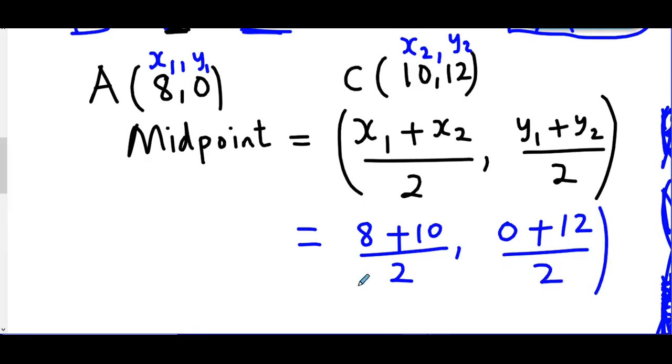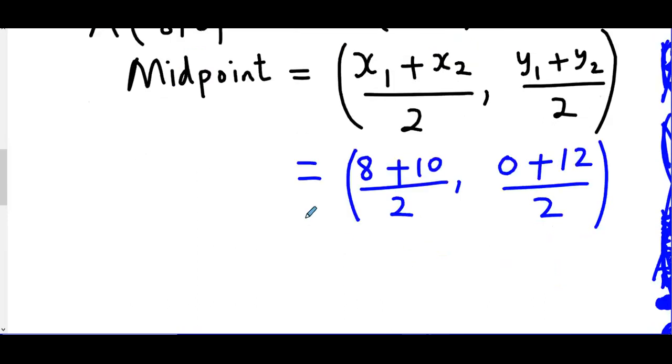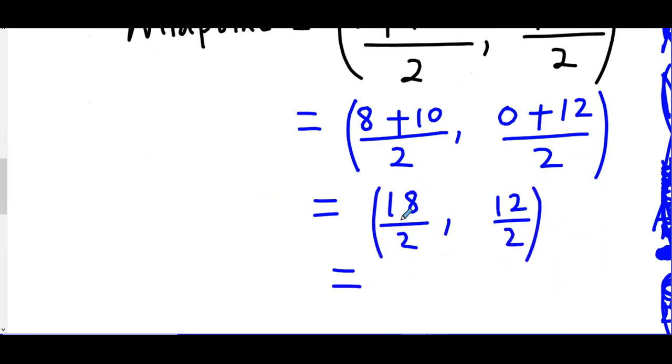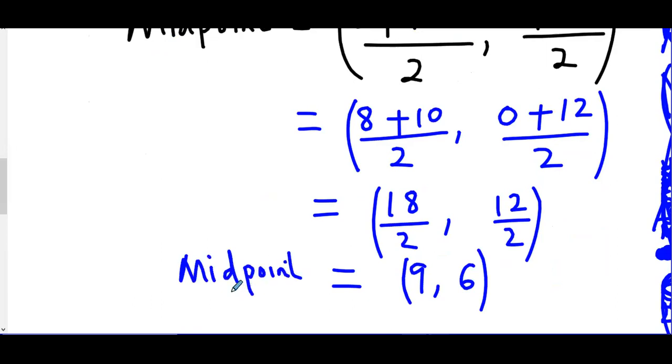See that? Correct. Now, go ahead computing this. 8 plus 10 is 18, divided by 2. 0 plus 12 is 12, divided by 2. Guess what? This becomes a primary calculation. 18 divided by 2 is 9. Put a comma. 12 divided by 2 is 6. Brackets. This is the midpoint. This is the midpoint of the line from A to C.